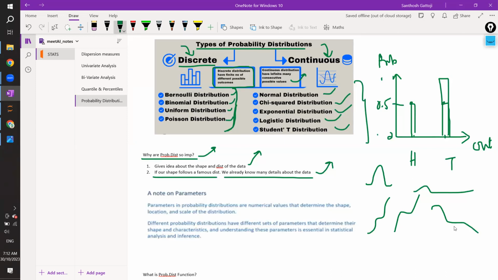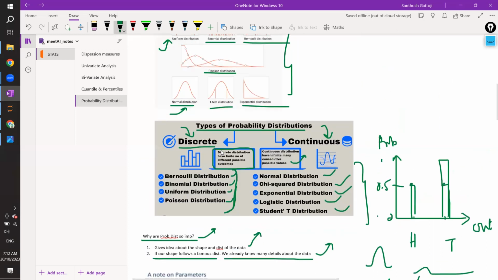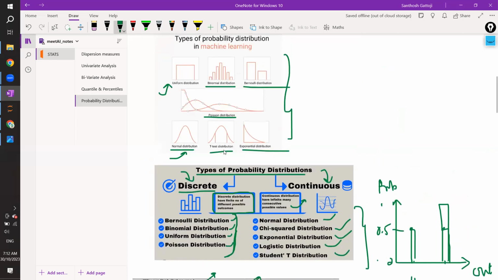Agree? But we cannot study all of this. There should be some limit. Agree? Now the importance of studying probability distribution is, what scientists have done, they have studied some famous distributions. Why are they famous? Because they are mostly available in everyday life. So you can observe some famous distributions.